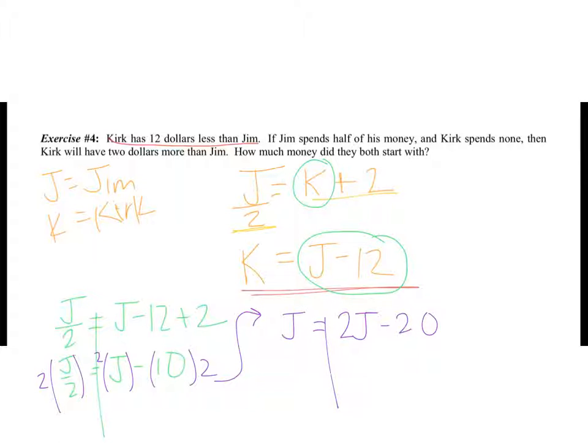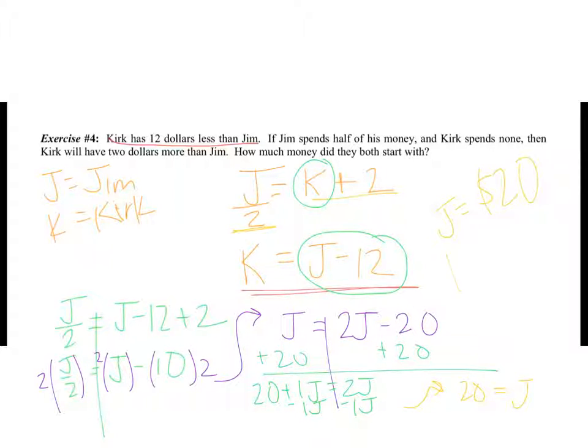We're going to add 20 to both sides. So now I have 20 plus 1J equals 2J. Subtract 1J, and we get that 20 equals J. So if Jim has $20, then Kirk has 20 minus 12, which is $8.